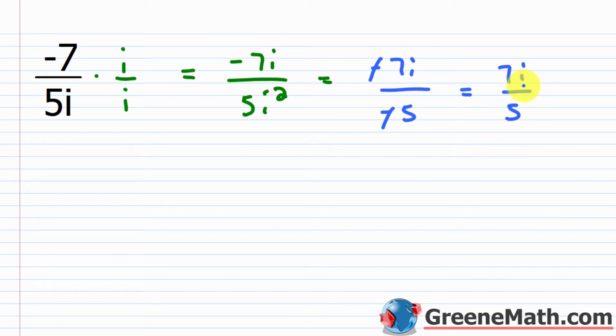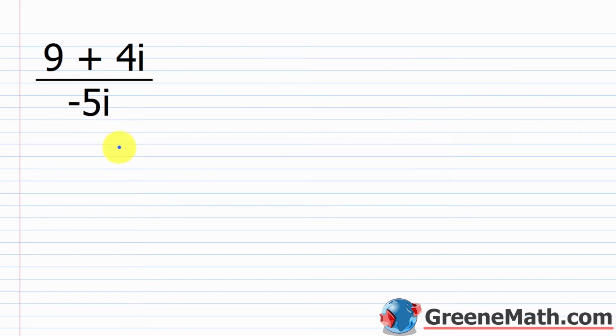Now it's okay that i is in the numerator because, again, you can have a radical, the square root of negative 1, in the numerator. You just don't want it in the denominator because it's not considered simplified. All right, let's take a look at another one. So we have 9 plus 4i over negative 5i. Again, I've got i here in the denominator. So to get rid of that, I'm going to put i over i here and multiply by that.